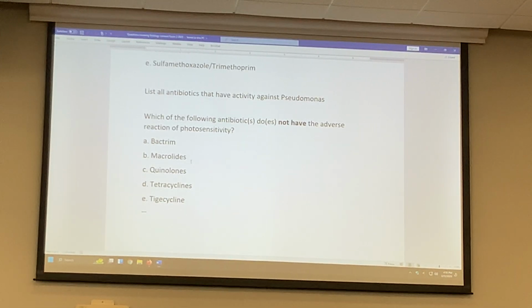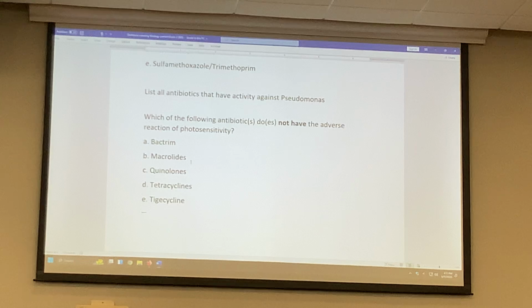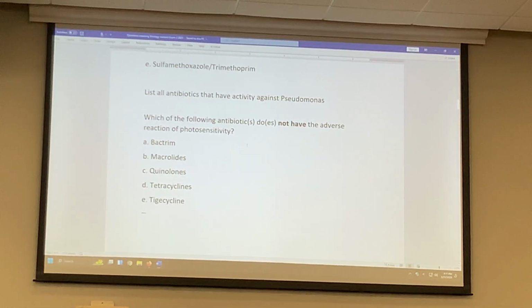So what about tetracyclines? Yes, right? We want to counsel people on this. And that includes tigecycline. What about quinolones? Yes, absolutely. What about Bactrim? Yes. Yes. So which is not is the macrolides. So the macrolides do not cause photosensitivity, right? All the others do. So I highly recommend you guys to remember them.